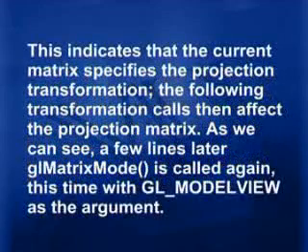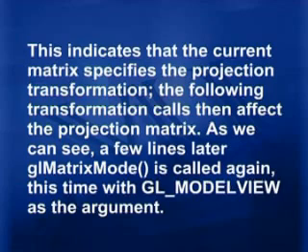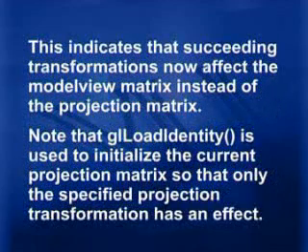Now, this indicates that the current matrix specifies the projection transformation. The following transformation calls then affect the projection matrix only. As we can see, a few lines later, glMatrixMode is called again, but this time with argument GL_MODELVIEW as its parameter. This indicates that succeeding transformations now affect the model view matrix instead of the projection matrix.